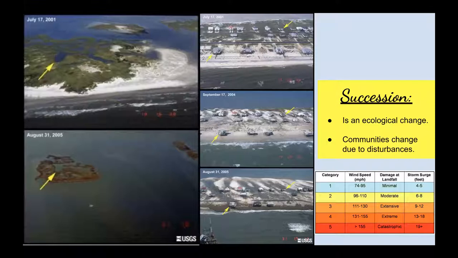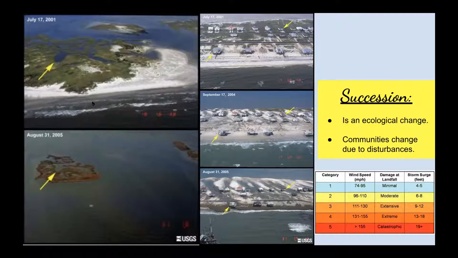For example, we're talking about hurricanes and how hurricanes can lead to succession, or a change in an ecosystem. Hurricanes can actually cause what's called secondary succession. That's when an area has been disturbed, but the soil is still intact. For example, trees and grasses might be uprooted, but the soil is still there.